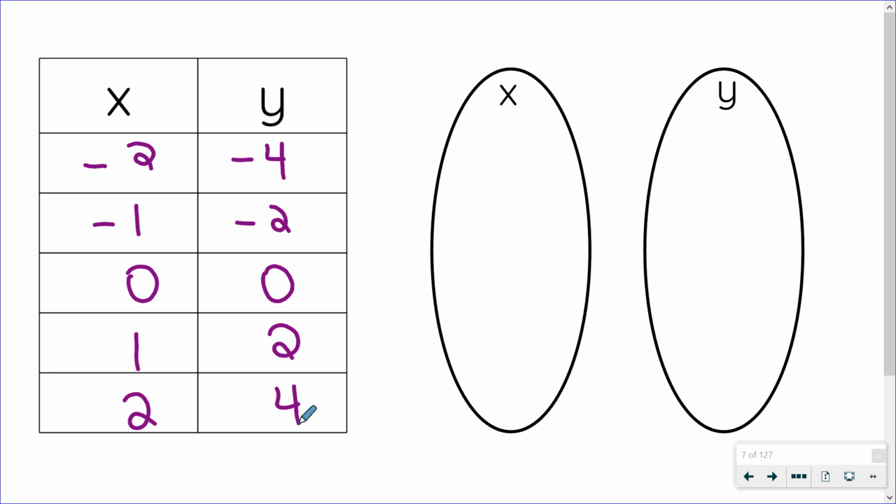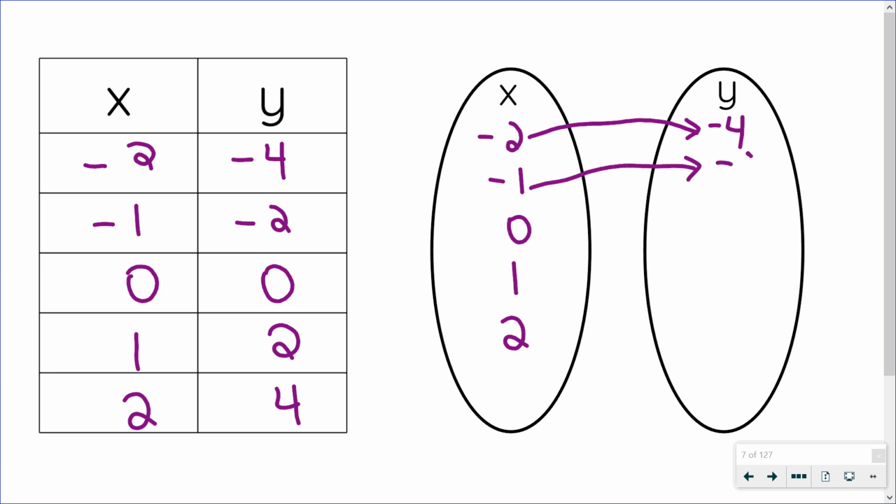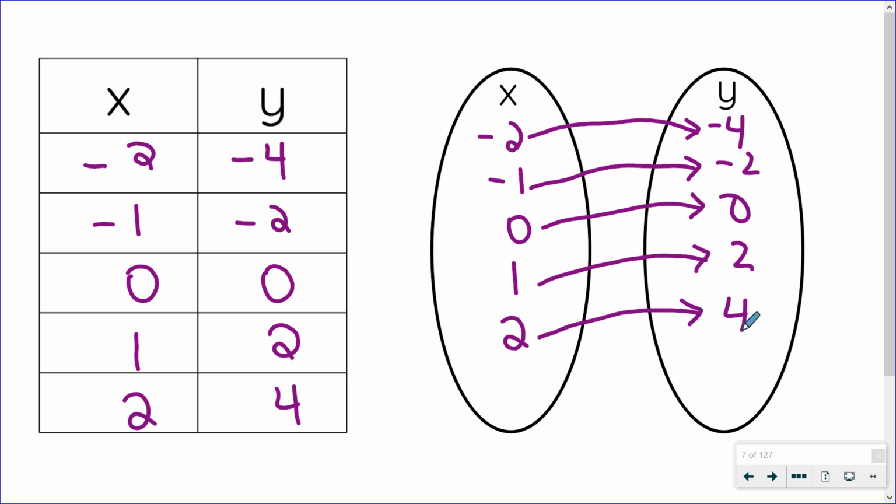We can also use an arrow diagram. So I'm going to write down all of my X values and I'm going to show how they map over. So -2 goes with -4, -1 goes with -2, 0 goes with 0, 1 goes with 2, and 2 goes with 4. So I can actually say that this relation is a 1-to-1 relation. What I mean by that is all of the elements in set X map directly to only one element in set Y. So that's a 1-to-1 relation.